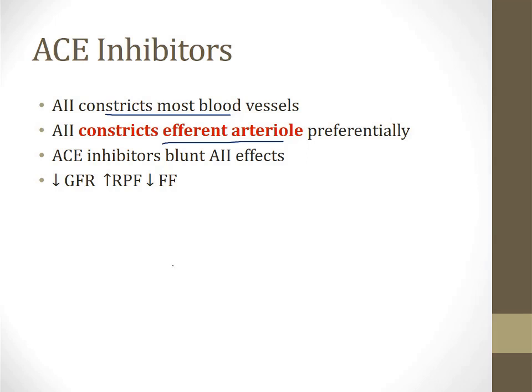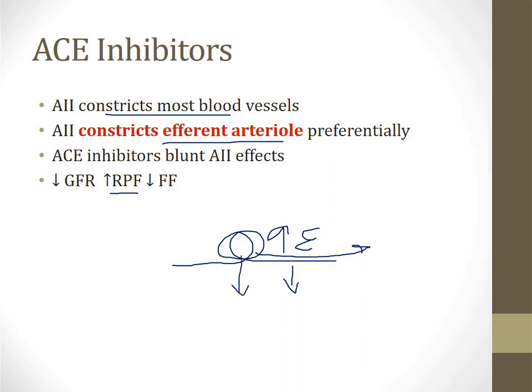So what will happen here? Well, let's imagine that we have a glomerulus. This is the efferent arteriole over here. If we dilate this efferent arteriole because we administer an ACE inhibitor, blood is going to rush out of the glomeruli. This is going to increase the renal plasma flow, but because we have more blood exiting the glomeruli, less will be filtered into the nephrons and the GFR will fall.